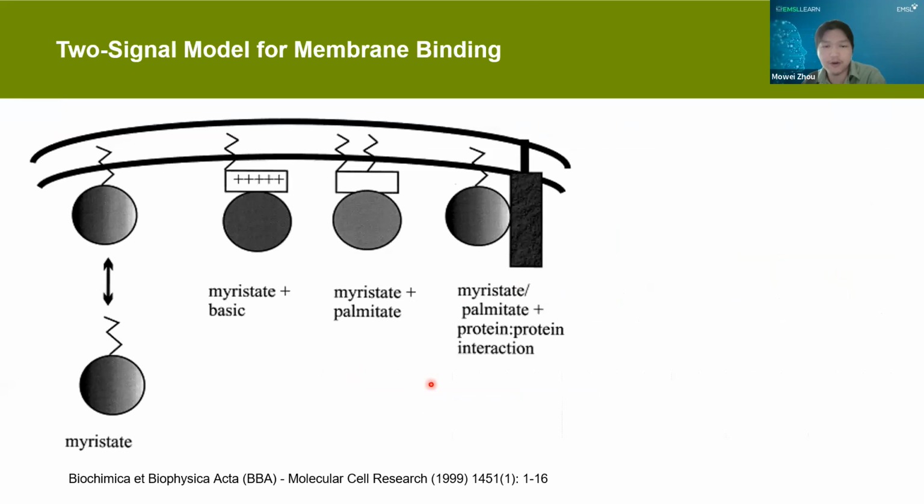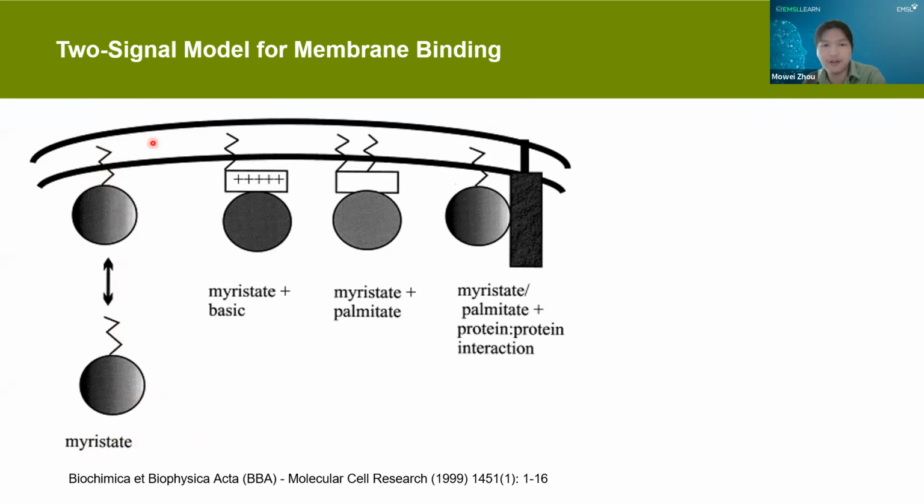So when we look up the literature, James found this paper over 20 years ago saying that this is actually not unexpected. Myristoylation is known to help anchor proteins into membranes. But with just this modification, the anchoring is not that stable. So this is kind of a dynamic process.